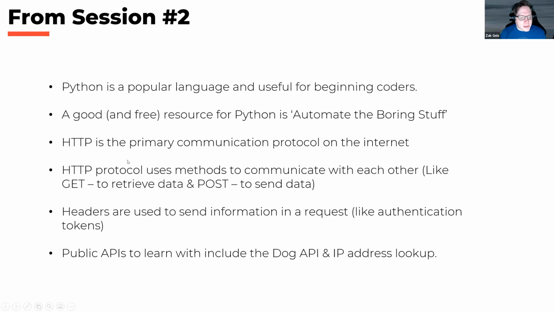HTTP is the primary communication protocol on the internet. Kyle talked a lot about this when he was going through Postman. You're going to see a lot of different protocols used in communicating on the internet. Specifically, something you see a lot are GET and POST: GET to retrieve data, POST to send data. Oftentimes you use headers when you send a request to send information in the request, like an authentication token. And there were some public APIs that Kyle mentioned last time.